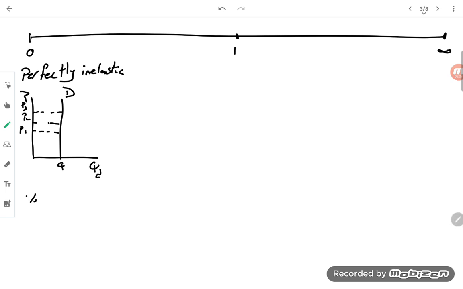So in this case, percentage change in Q is 0 divided by percentage change in price. So it's 0 divided by anything, it's 0. An example of perfectly inelastic demand for a specific product is insulin. Diabetics are going to take the same quantity of insulin even if price increases or decreases. So this is the case of perfectly inelastic demand.